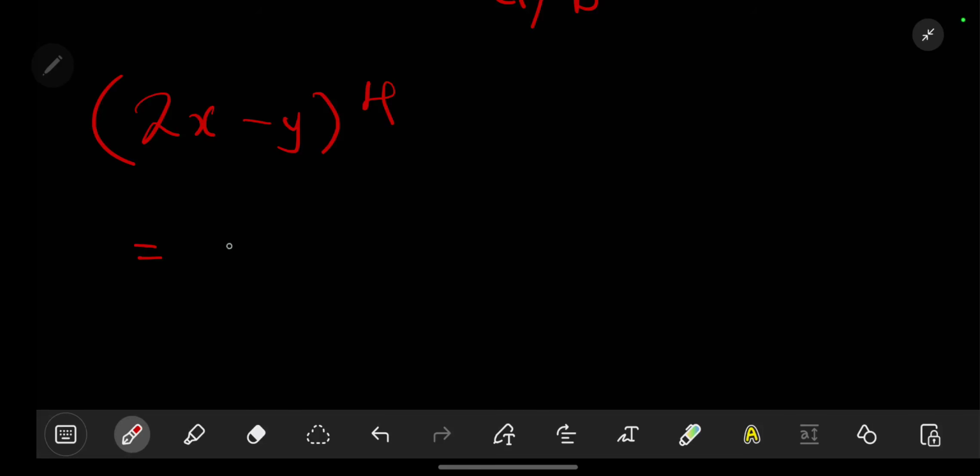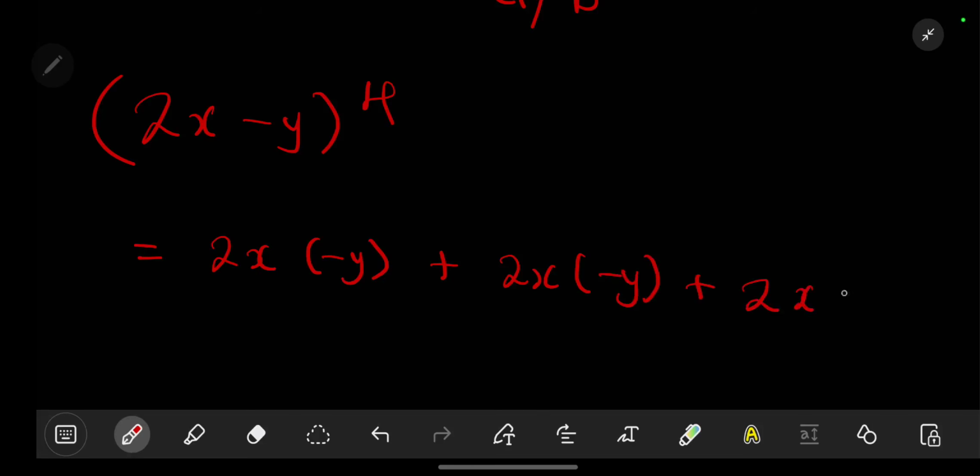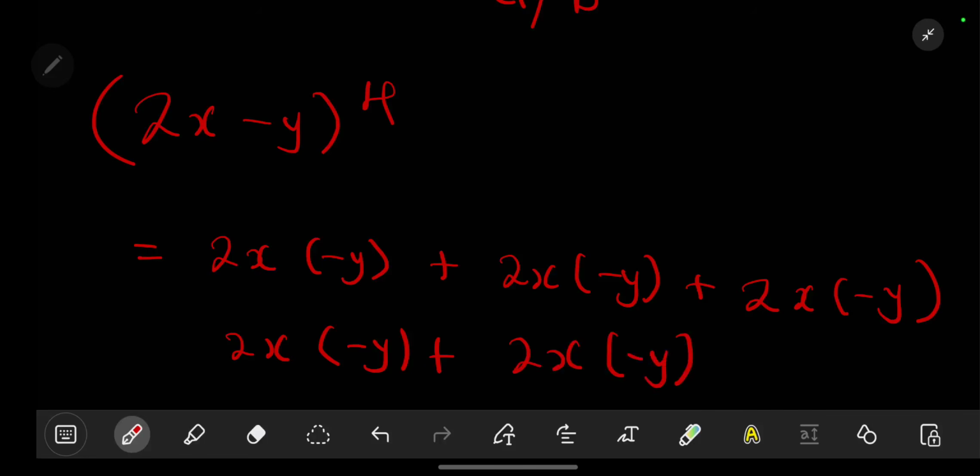So you're going to just write your 2x and your negative y. You're going to write these values until there are 5 of them. You have your 2x, your negative y, your 2x, your negative y, your 2x, your negative y. As you can see, I'm leaving some space. You should leave these spaces. So you have your 2x, negative y, like that.